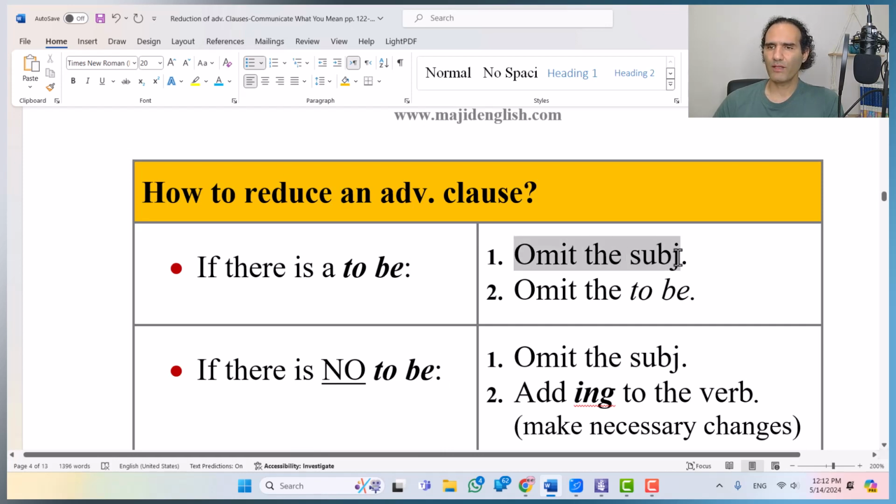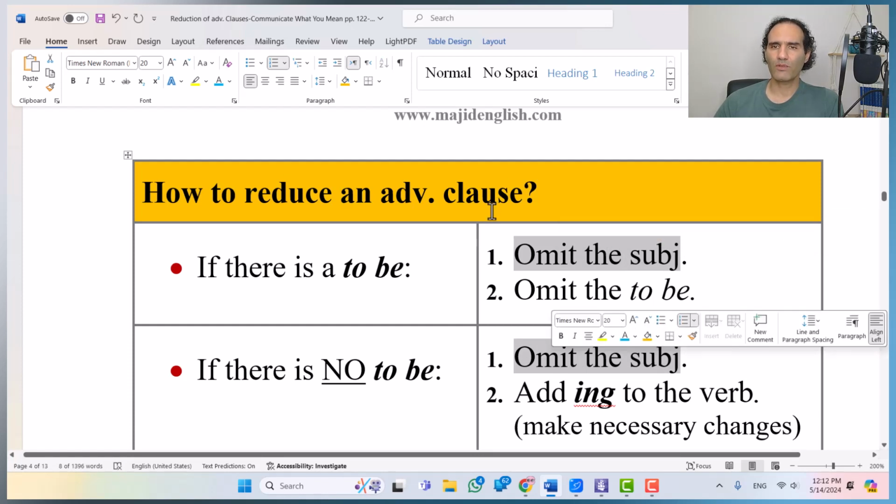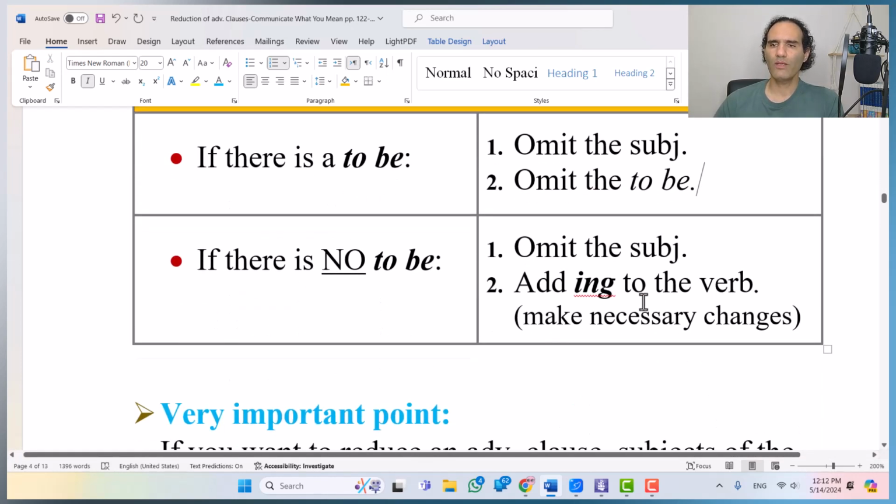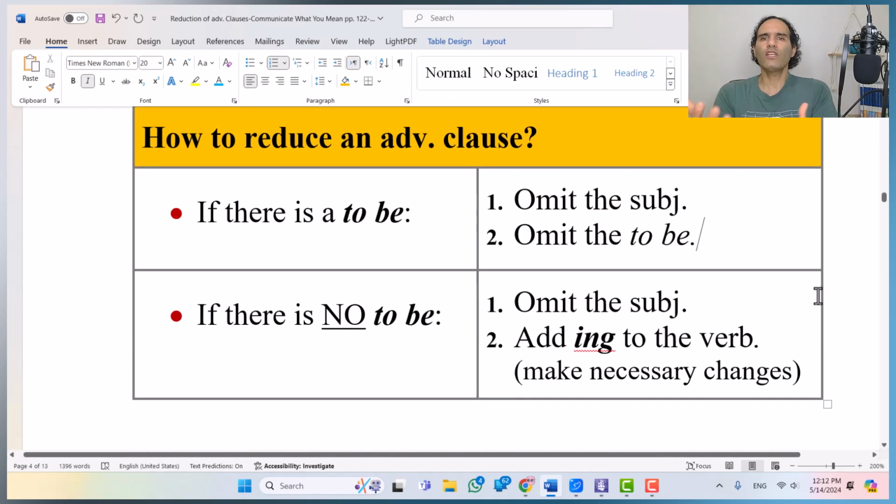In both of them, omit the subject of the adverb clause, and then if there is a to be, omit the to be as well. If there is no to be, add ing to the verb. Could it be simpler than this? I don't think so. One more time.